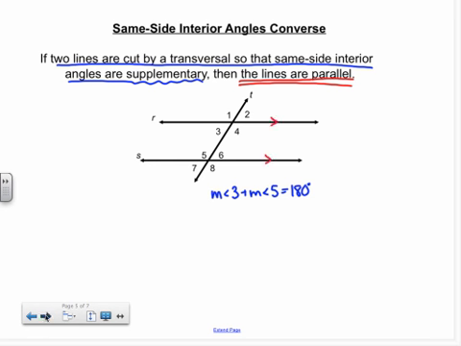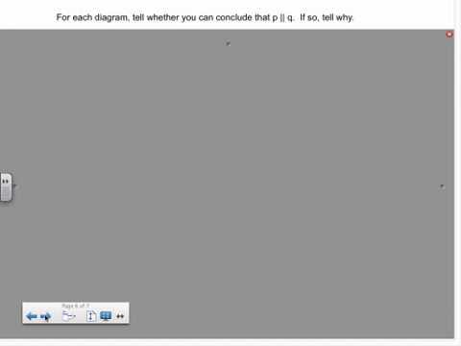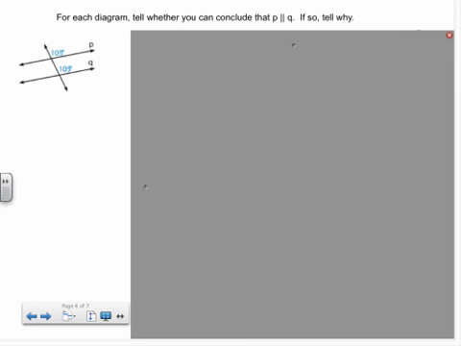Okay, so let's see if you can apply what you've just learned. For each diagram, tell whether you can conclude that line P is parallel to line Q. If you can, tell why. So here we have lines P and Q cut by that transversal, and I'm shown that these two angles are 105 degrees. Hopefully you recognize these angles as corresponding angles, and they're congruent. So if I have two lines cut by a transversal so that corresponding angles are congruent, then the lines are parallel. So yes, by the corresponding angles converse, these two would be parallel.